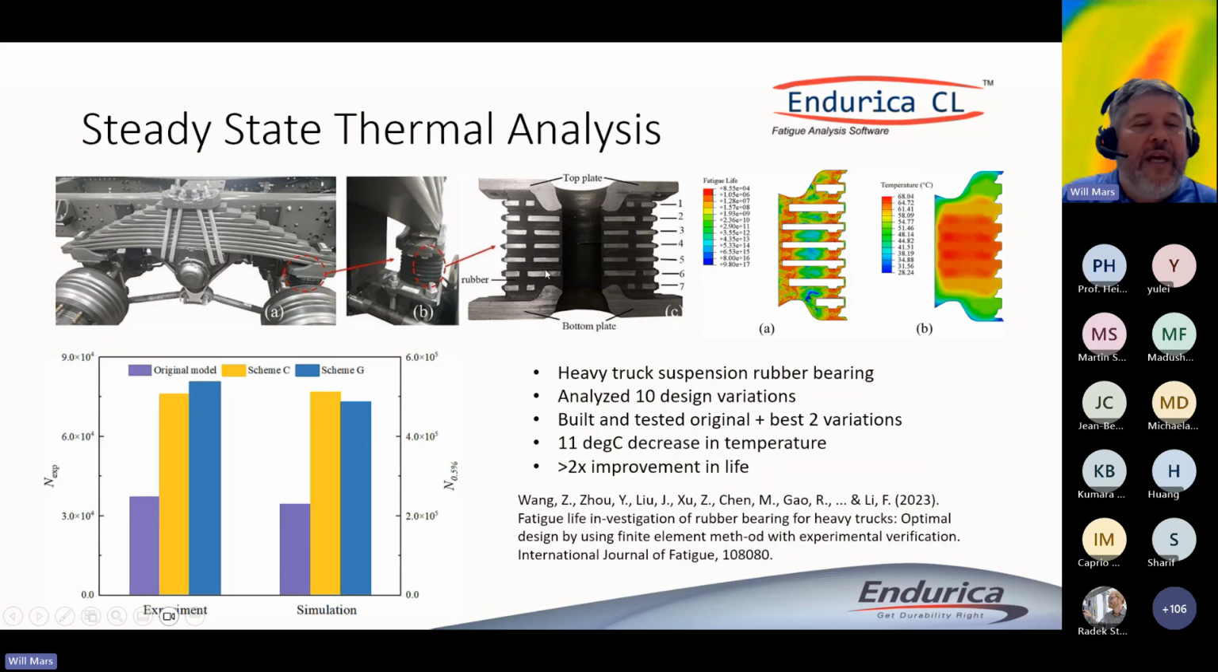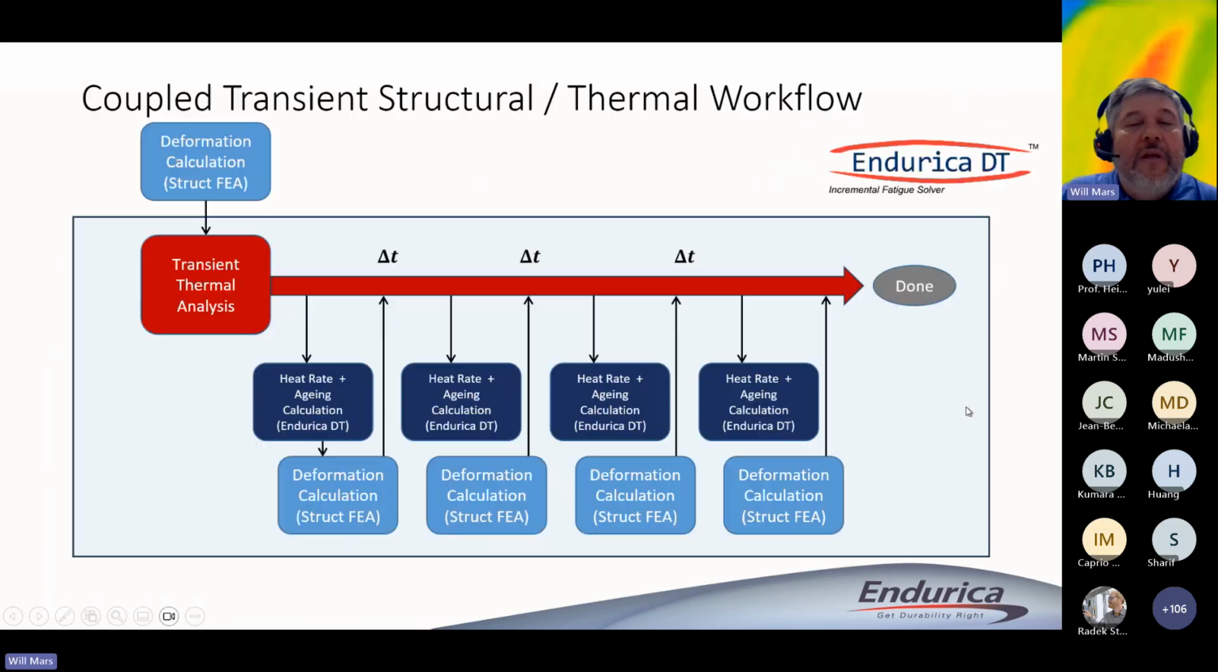So here's an example of a paper again out of the BUCT group looking at steady state temperatures in a truck leaf spring. In these bar charts, you can see the comparison of the experiment on the left with the simulation on the right for 3 different designs of these truck springs. Anyhow, that's an example of the steady state analysis.